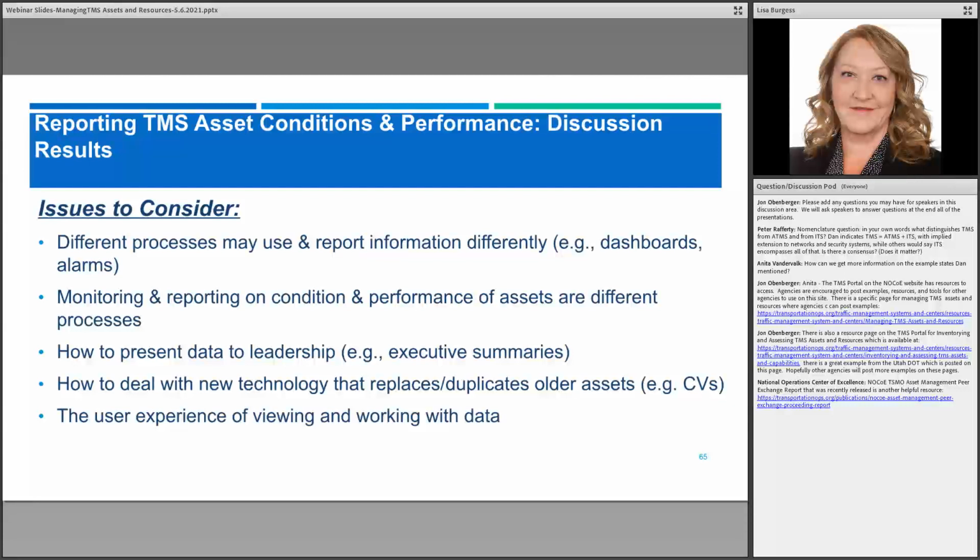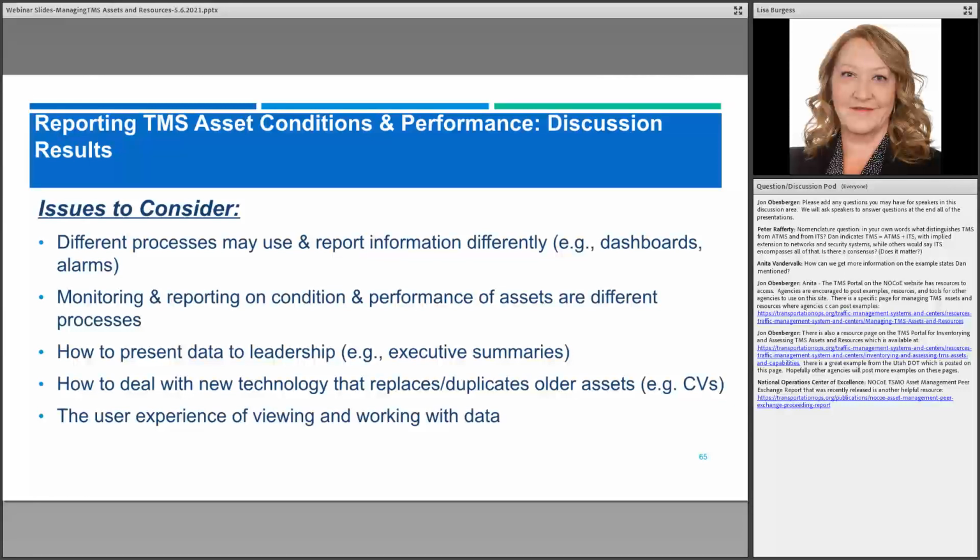John presented some really good examples of how agencies go about monitoring and reporting on conditions and performance of different types of assets, whether that may be a traffic signal system, maybe a communications network. Some of those will have different emphasis areas in terms of how they are monitored, how they are reported, and what kind of frequency that reporting needs to happen.